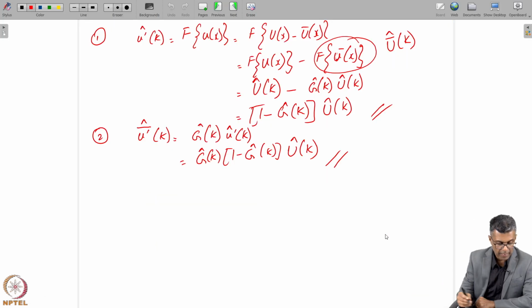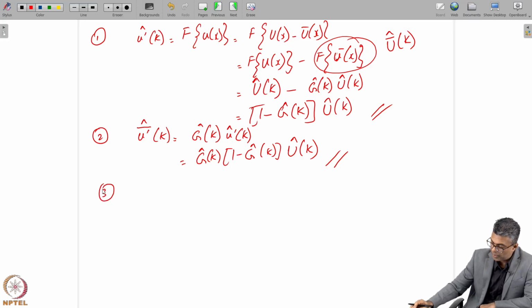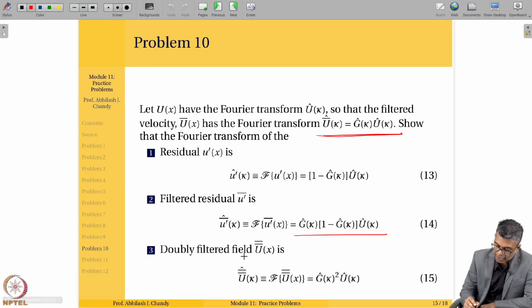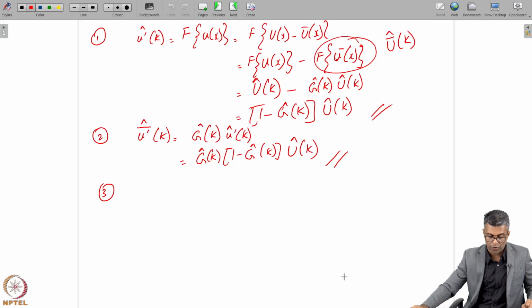Now let's do a doubly filtered operation. Okay, so this is the third part. The third part is the doubly filtered variable u double bar of x. The Fourier transform of the doubly filtered variable is g hat squared times u hat of kappa. So that's also relatively straightforward.